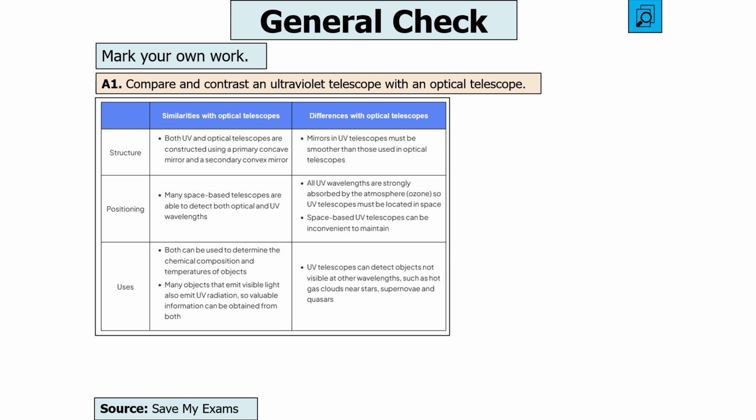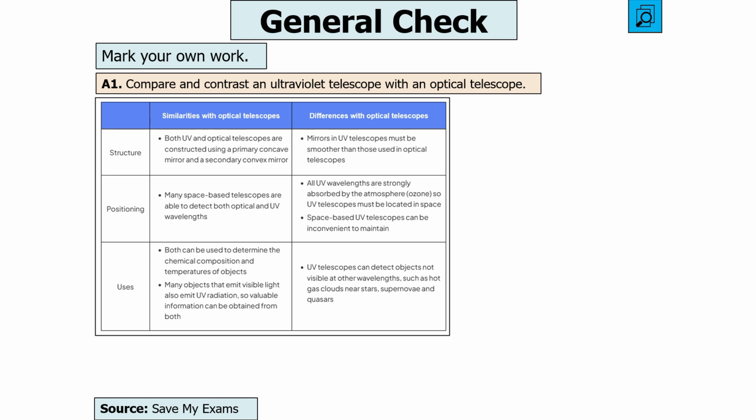In terms of differences, mirrors in the UV must be much smoother than those of optical telescopes because of the wavelength of UV. In terms of positioning, many space-based telescopes can detect both optical and UV wavelengths. Now, all UV wavelengths are strongly absorbed by the ozone layer in the atmosphere, so UV telescopes must be located in the upper atmosphere or in space. So therefore space-based UV telescopes can be inconvenient to maintain and are a lot more expensive.